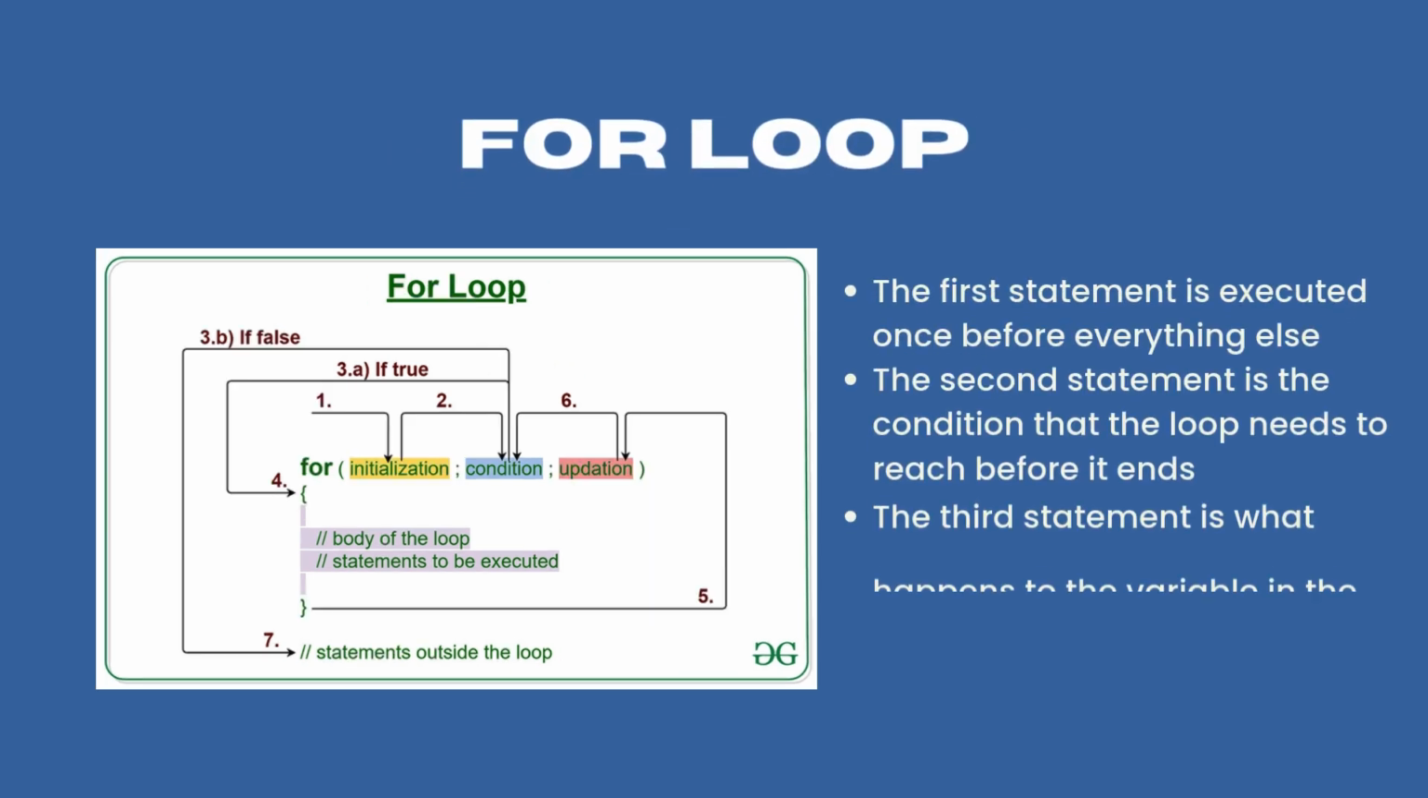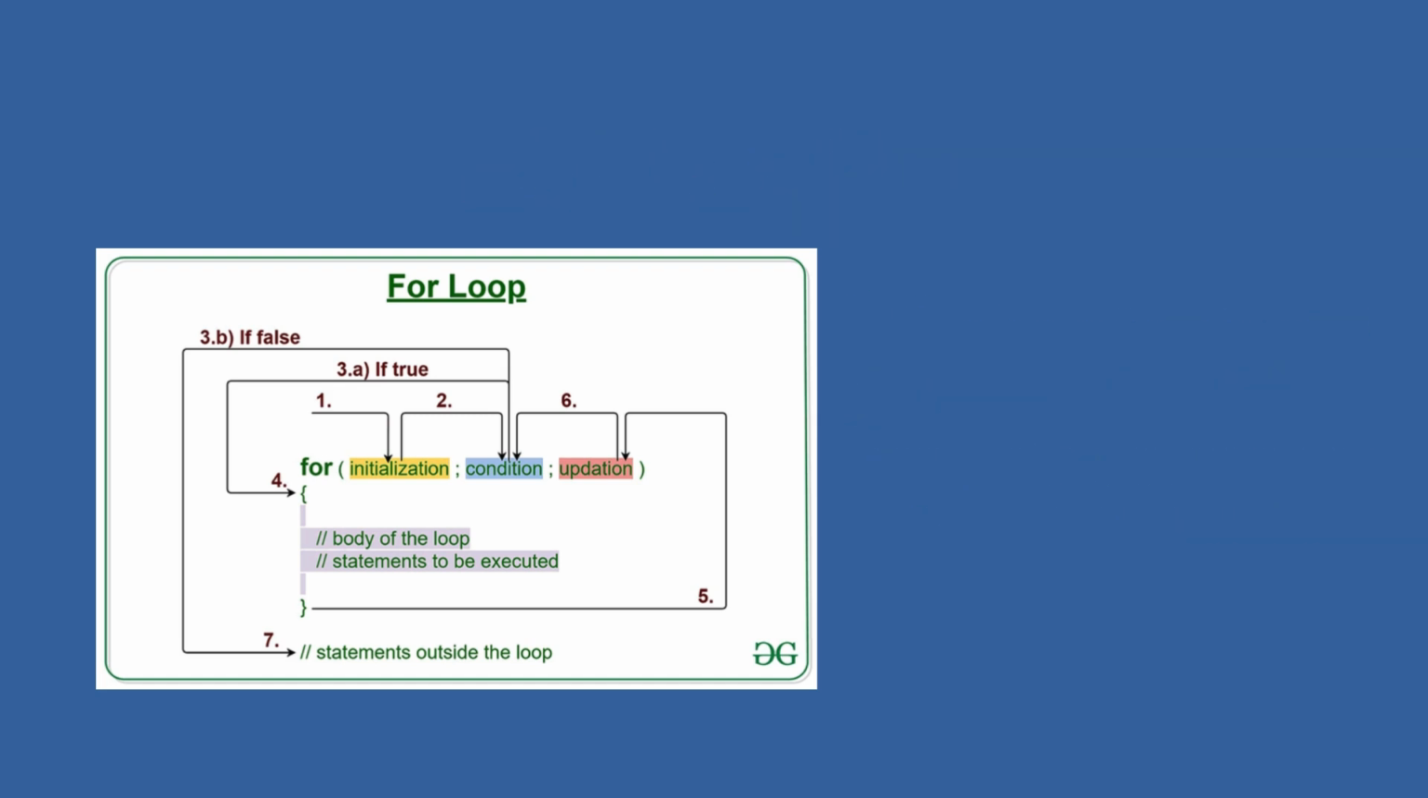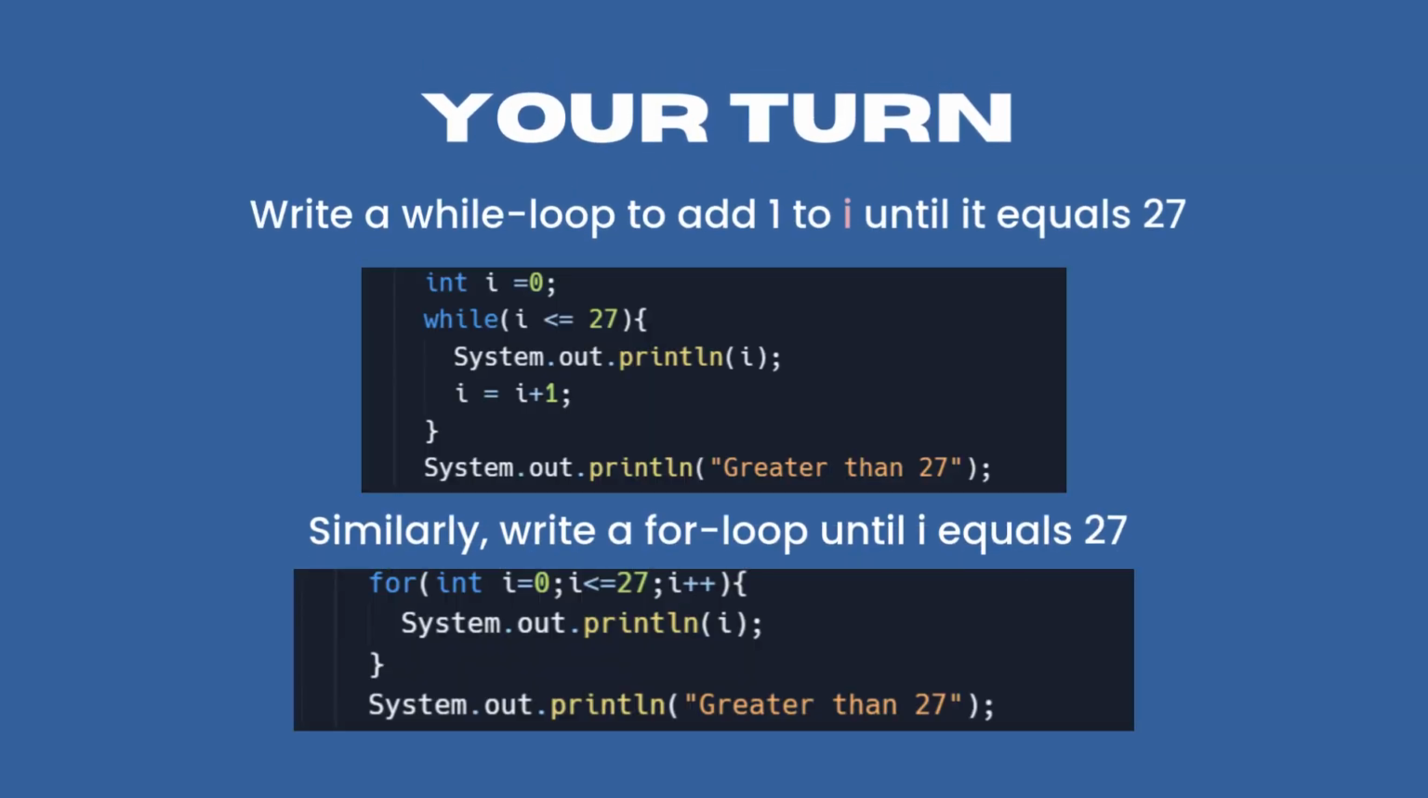In the for loop conditionals, there are three statements. The first statement is the initialization statement, which is only executed once before any other statement. The second statement is the condition statement that the loop needs to reach before it terminates. So as long as the condition is not met, the statements within the for loop are executed. Finally, the third statement is the updation statement, which is what happens to the variable in the first statement after every loop.